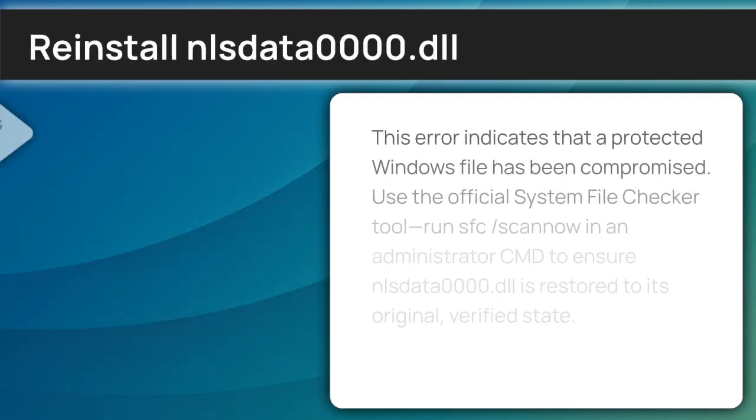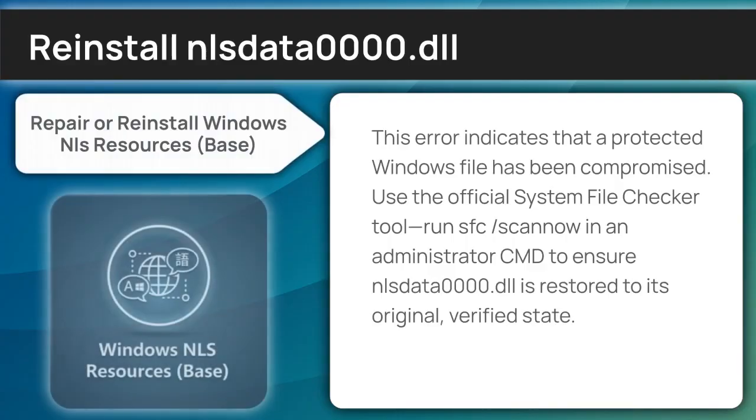This error indicates that a protected Windows file has been compromised. Use the official System File Checker tool. Run sfc /scannow in an administrator CMD to ensure nlsdata0000.dll is restored to its original verified state.